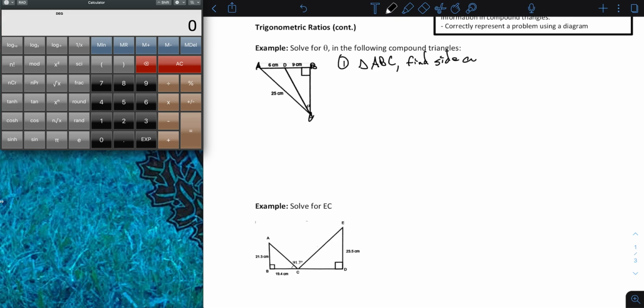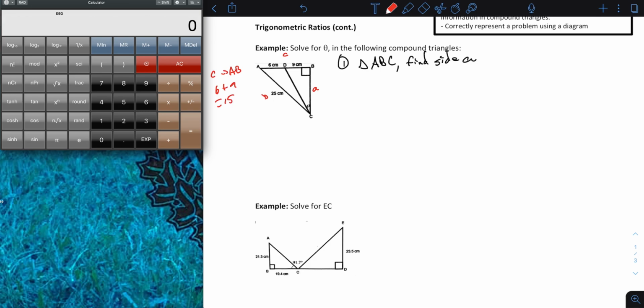If you remember how in the last lesson we labeled triangles, this was little a, this was little b, and this over here would be little c. That'd be the whole side length. So little c in this case would be equal to side length AB, which is going to be the 6 plus 9, which is 15.